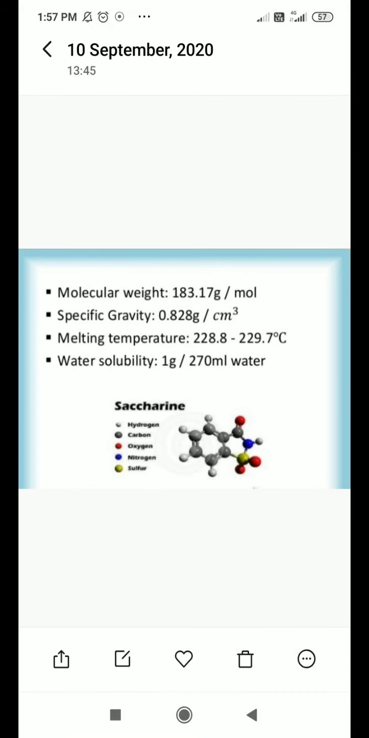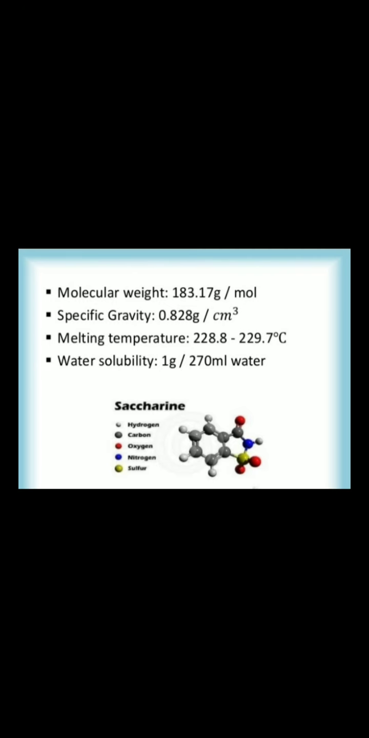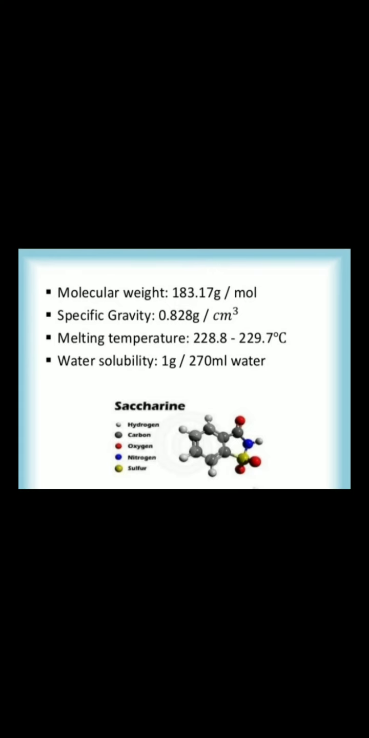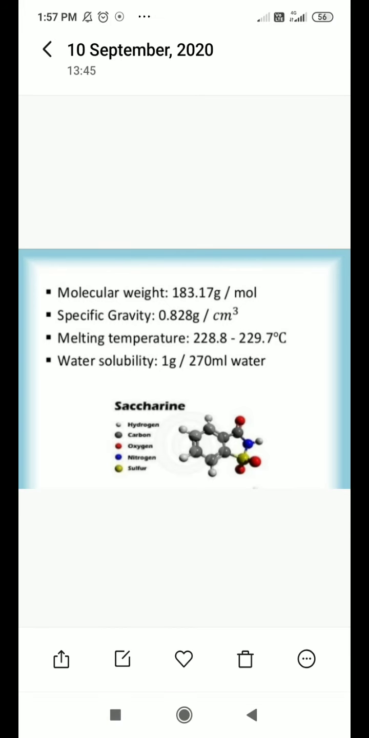If the compound is pure, the melting point range is very sharp. Water solubility is 1 gram per 270 ml of water, meaning it is water soluble: in 270 ml, 1 gram easily dissolves. This is the stick and ball model for saccharin, showing it in a different way. Hydrogen is white in color, carbon is blackish, oxygen is red, nitrogen is blue, and sulfur is yellowish in color.